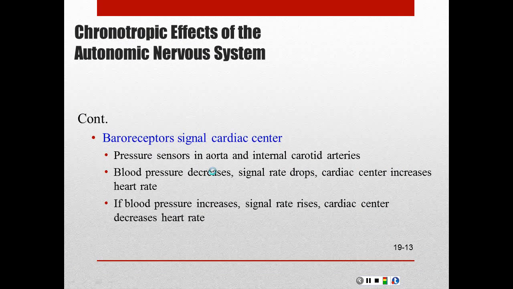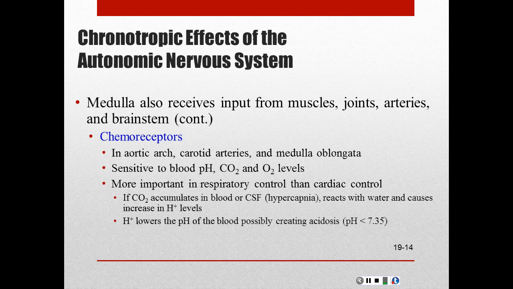We have these baroreceptors in the aorta and the internal carotid arteries. They send a continual stream of signals to the medulla, providing information on the heart rate and the blood pressure, to which the medulla responds by altering sympathetic output in a negative feedback loop. The chemical receptors in the aortic arch, well, you might remember where the aorta and the aortic arch are, and in the carotid arteries and the medulla, provide information about blood pH, carbon dioxide and O2 levels.